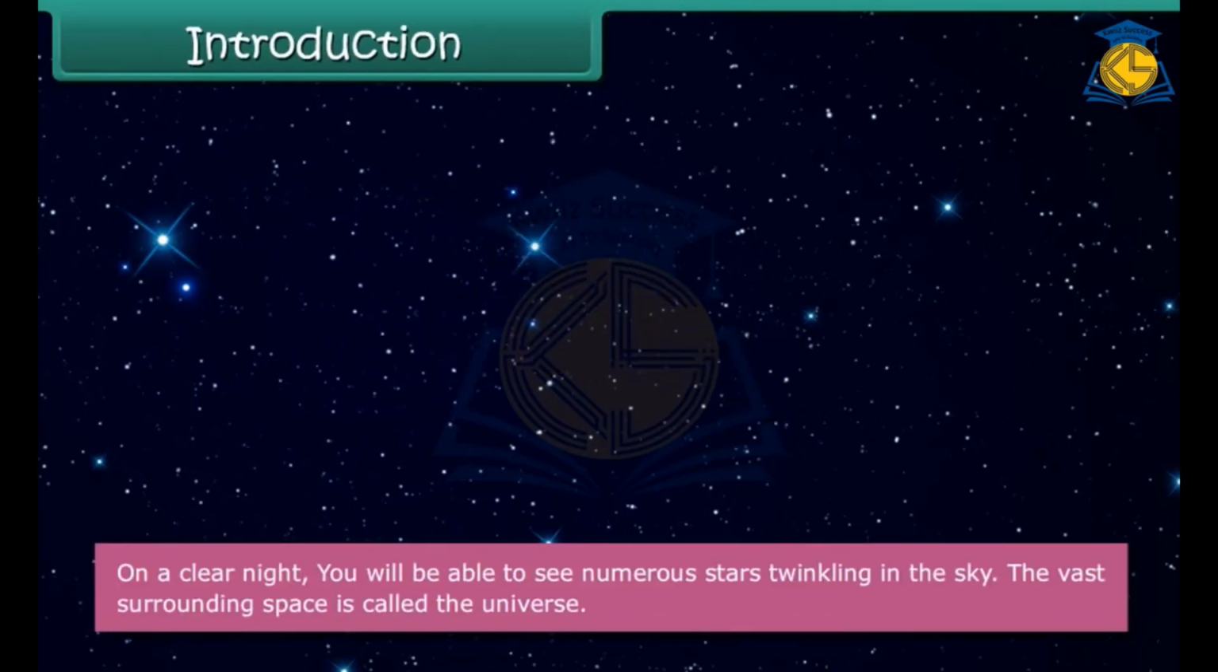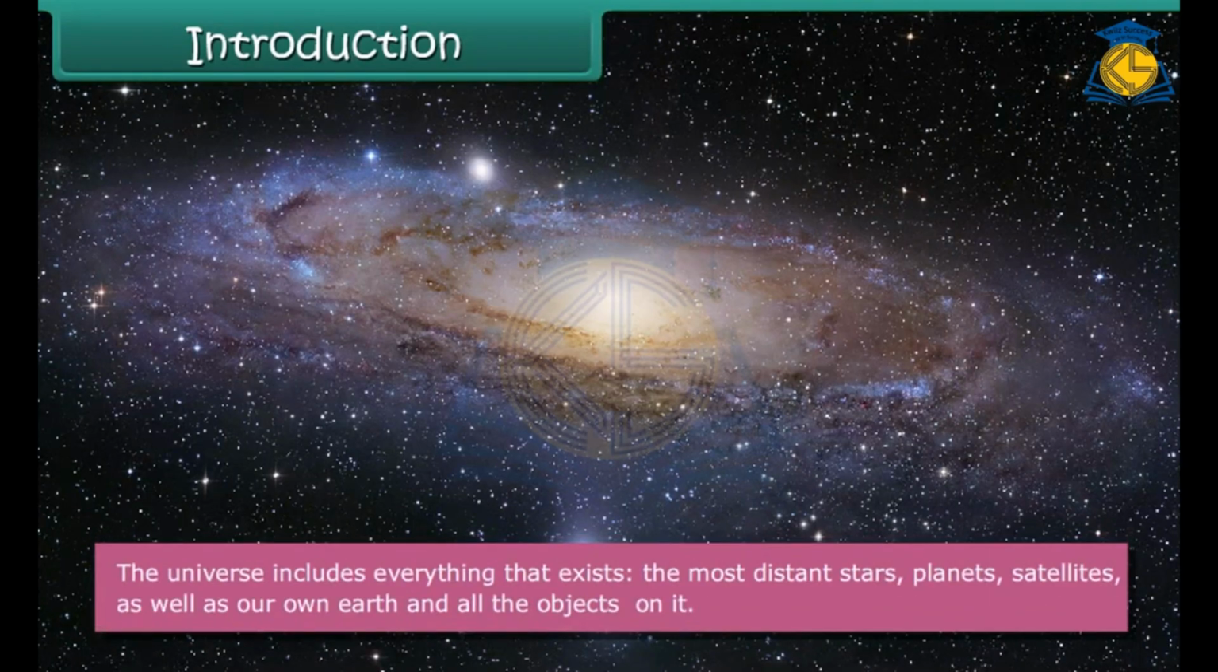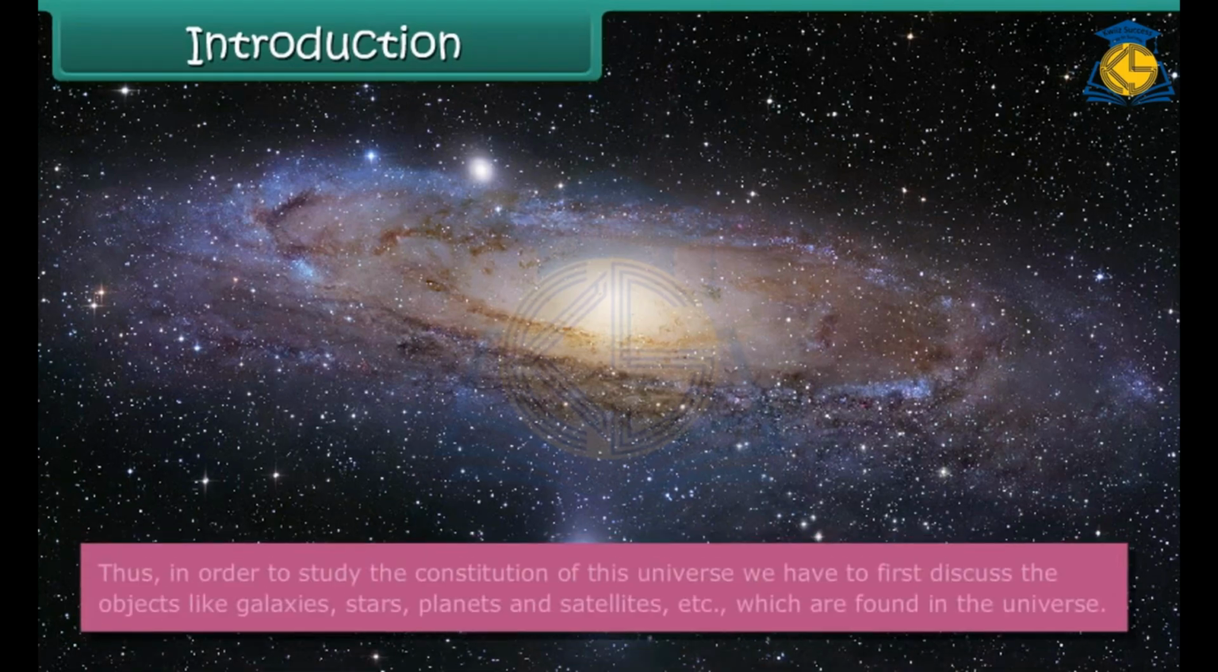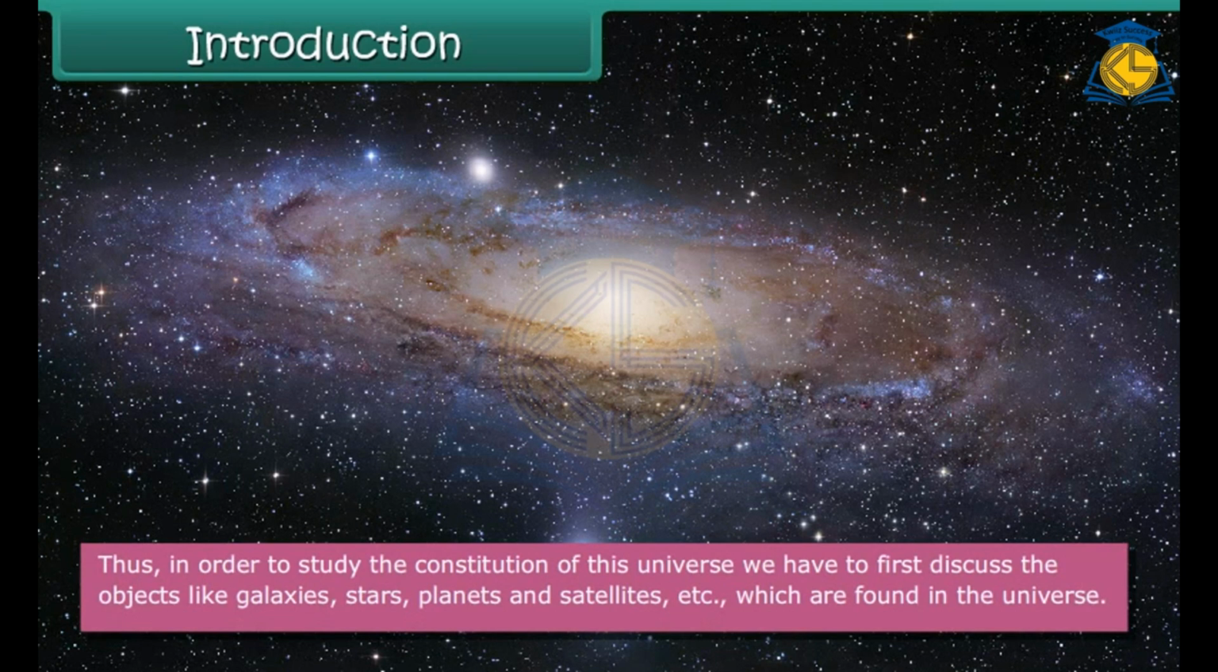On a clear night, you'll be able to see numerous stars twinkling in the sky. The vast surrounding space is called the universe. The universe includes everything that exists: the most distant stars, planets, satellites, as well as our own Earth and all the objects on it. Thus, in order to study the constitution of this universe, we have to first discuss the objects like galaxies, stars, planets and satellites, etc., which are found in the universe.